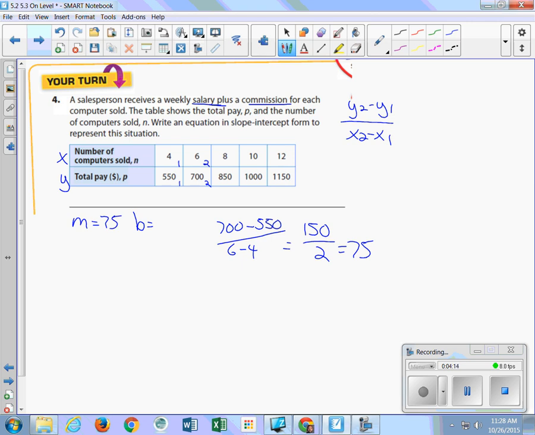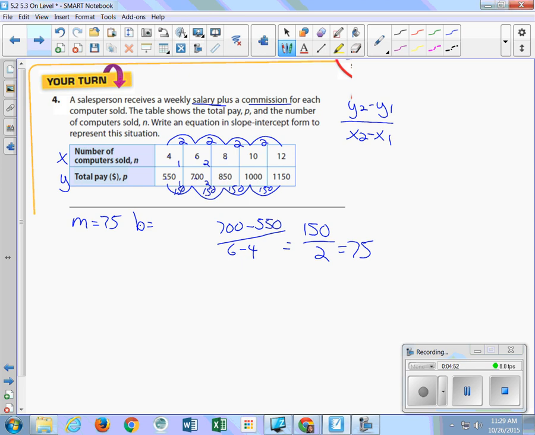Now I need to find out what my y-intercept is. To do this, I'm going to have to work my table backwards. But first, you have to see what your x value is going up each time. In this case, it's going up 2 every time. And the y value is going up by 150 every time. So from 4, you add 2, you get 6. 6, add 2, you get 8. Same thing here, 550, add 150, you get 700. 700, add 150, you get 850, and so on.